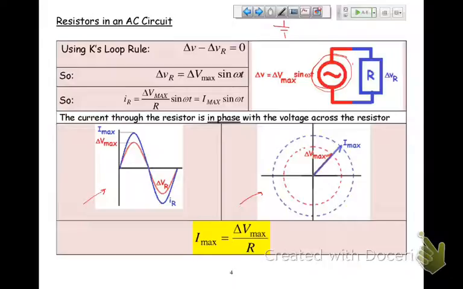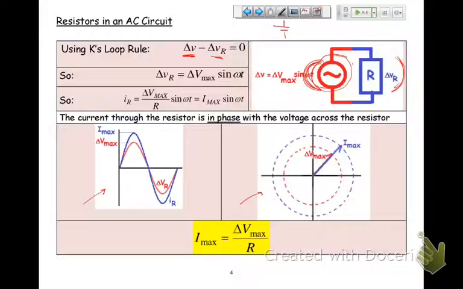Okay, so here's my circuit. It's an AC supply with a resistor, and I know using Kirchhoff's rule that my potential difference, my EMF, which is delta V, added to my potential difference across my resistor, delta V_R, must sum to 0. I should maybe say plus negative there, but these two added together must equal 0. And I know, because I know the shape of this, that delta V, my power supply, is equal to delta V max sine omega t.